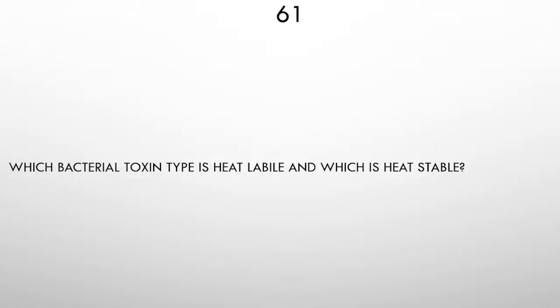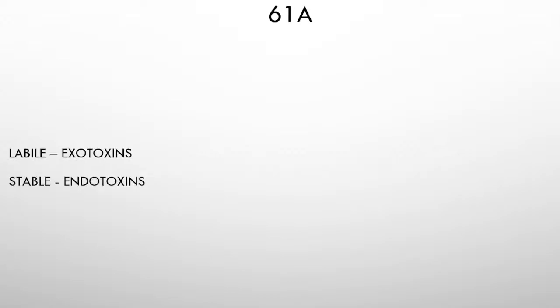All right? Now, which bacterial toxin type is heat labile? And which one is heat stable? Now, again, we're going back to the molecular basis of each. Therefore, an exotoxin is much more labile, while an endotoxin is much more stable. So that's the reason why some cases of tetanus could be self-limiting, depending on the amount of microorganisms that are present in the patient's body.